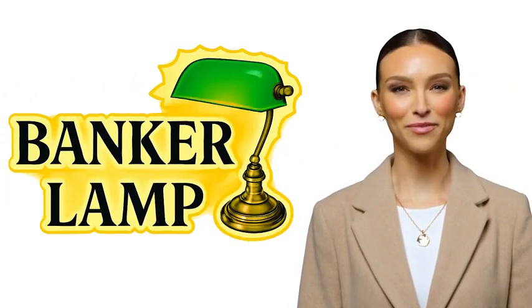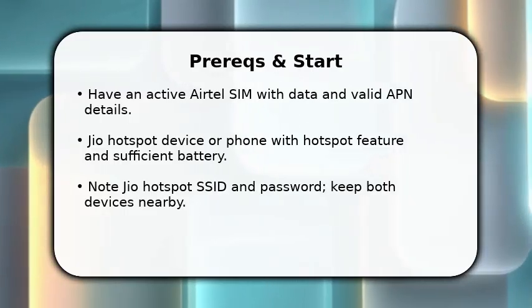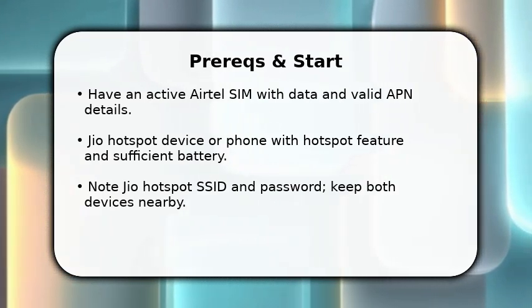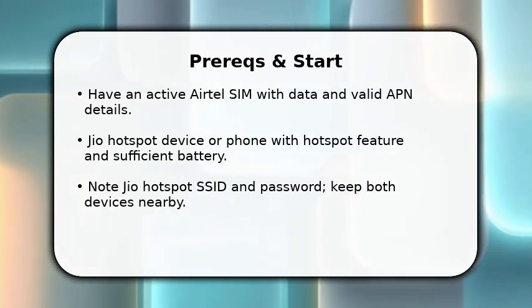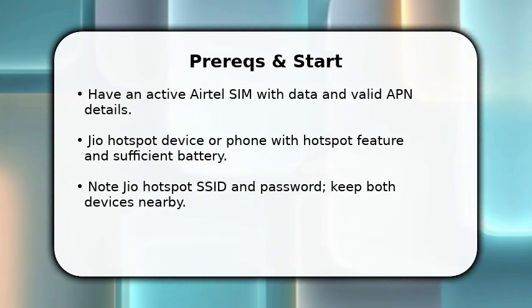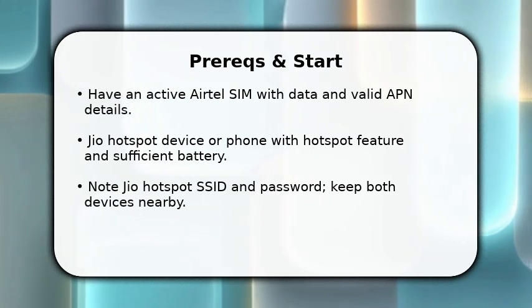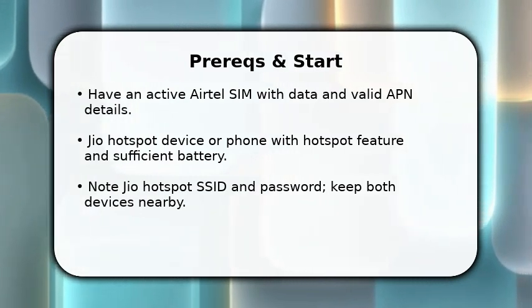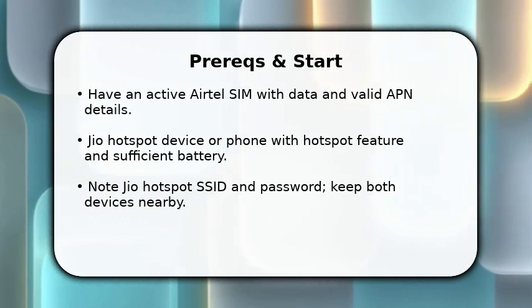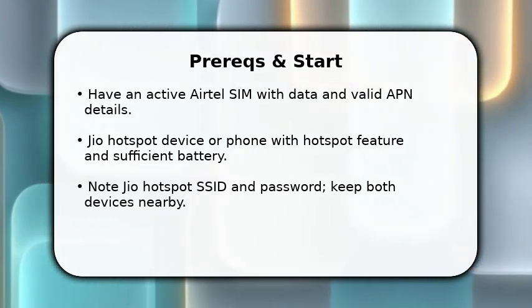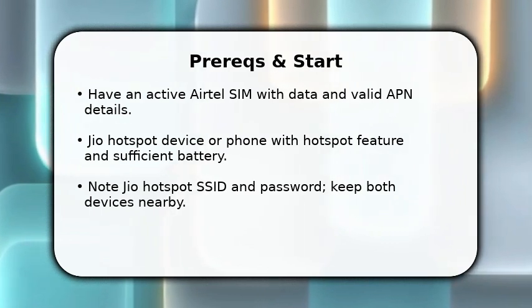Please enjoy the video. You begin by confirming two essentials: an active Airtel data plan and a Jio Hotspot ready to accept connections. Insert the Airtel SIM into your secondary device if needed, or prepare the phone that will use Airtel data to connect. Once done, turn on the Jio Hotspot and verify its SSID and password. This is how you will join.